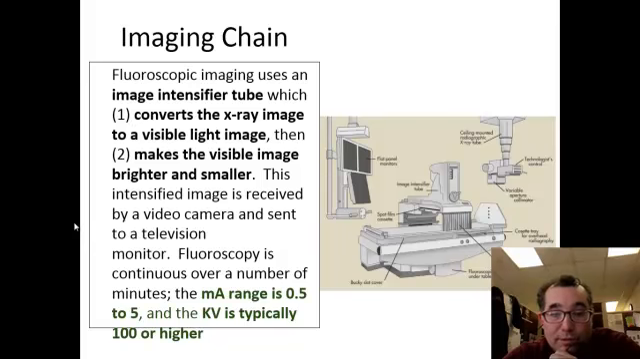So again, fluoroscopy is going to be continuous. So in terms of exposure time, it can vary greatly, which is why they have set up alarms where if the fluoro goes for approximately 5 minutes, an audible sound will be made so that people who are fluoroing are aware that they've been fluoroing for a little bit of time. The typical mA range you'll see is actually very low. It's only 0.5 to 5 mA, and our kV is typically 100 kV or higher, and that's to penetrate the barium sulfate. Right?